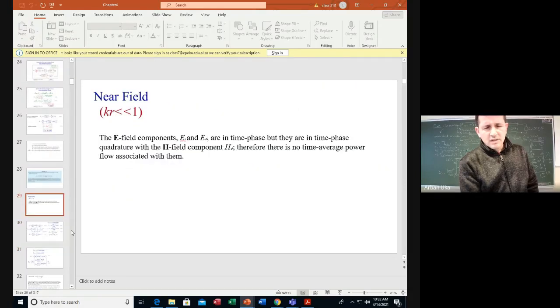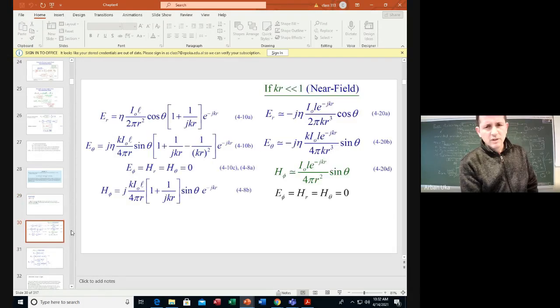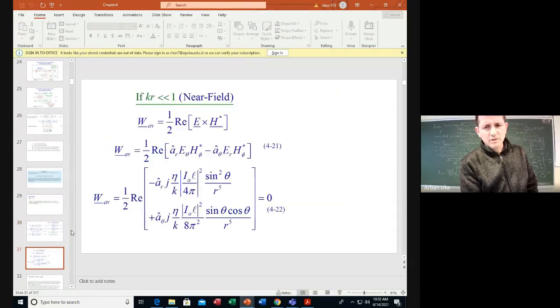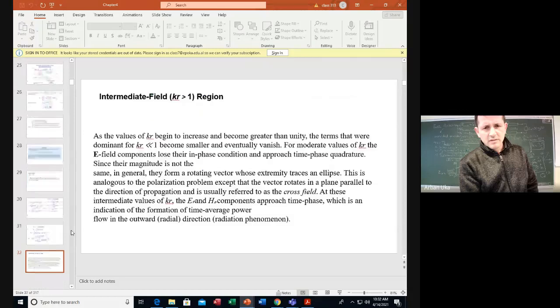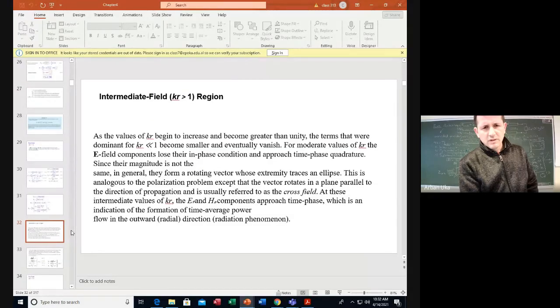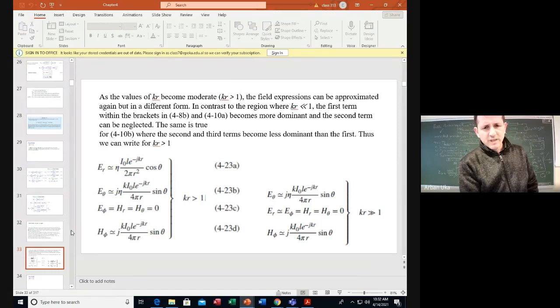The rest of the slides just analyze what happens in the near field. Near field would be very close to the antenna, Kr much smaller than 1. The equations can be approximated as shown here. On the right side, there are the expressions that are not approximated; on the left side, there are approximations. This is the near field. We have also an intermediate field, which is not far field, but is just beyond a specific length scale. In that regime, the expressions for the electric field are shown here on the left.